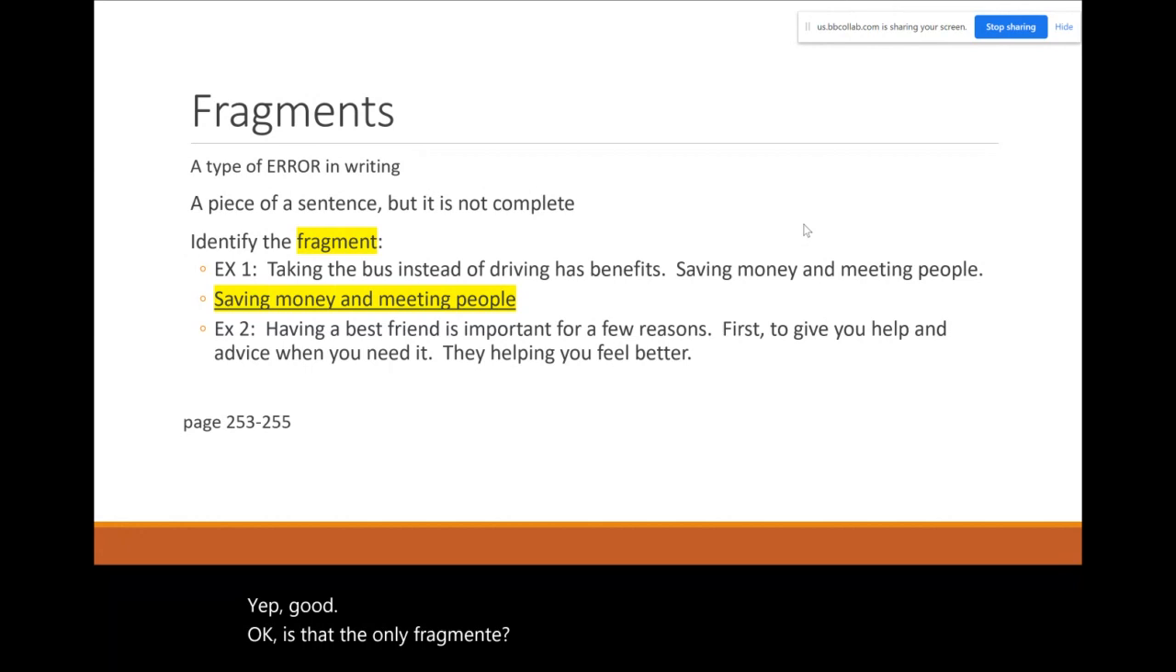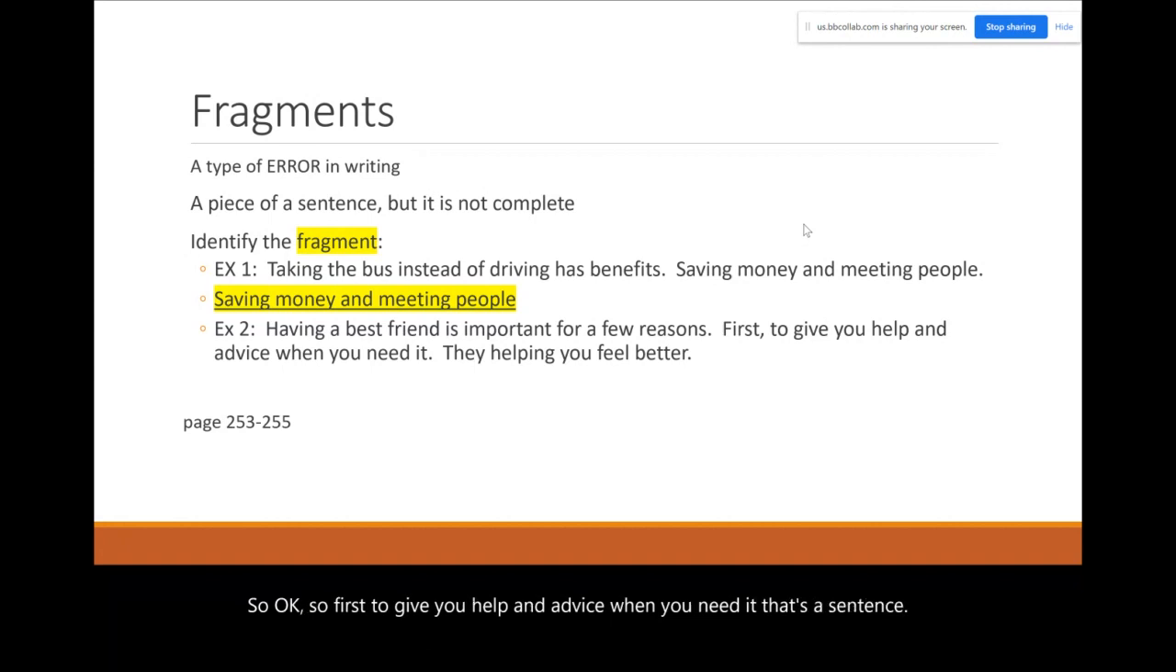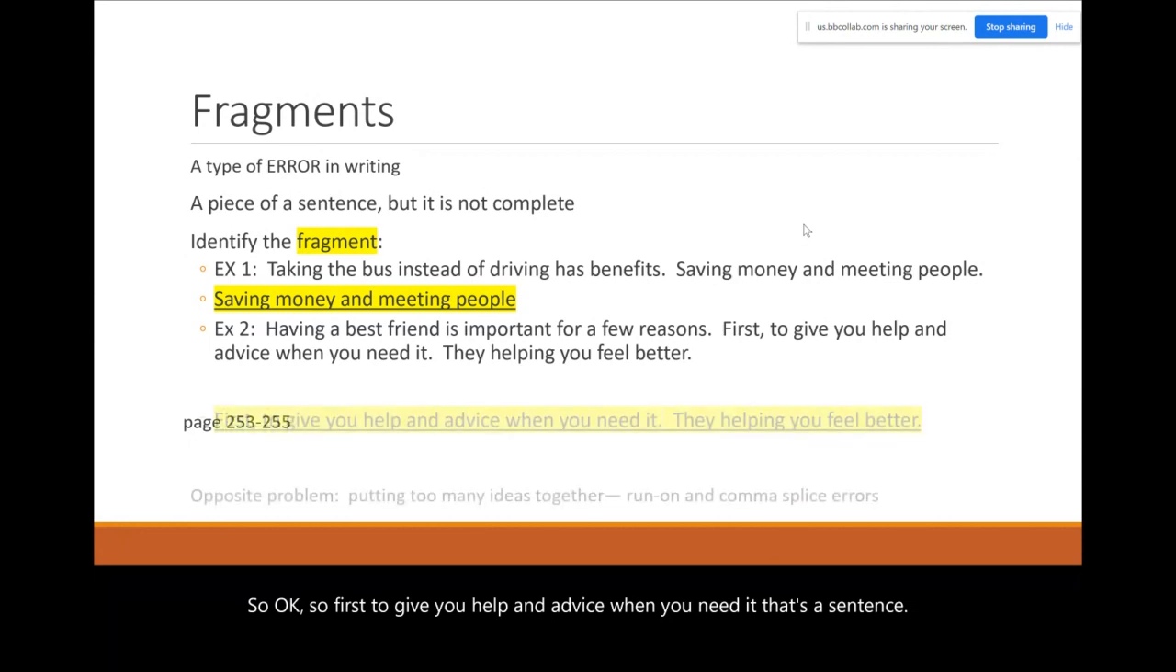Yeah, because the first part is completed with the second. I think. So okay, first, to give you help and advice when you need it. That's a sentence? Yes. Nope, that's not.